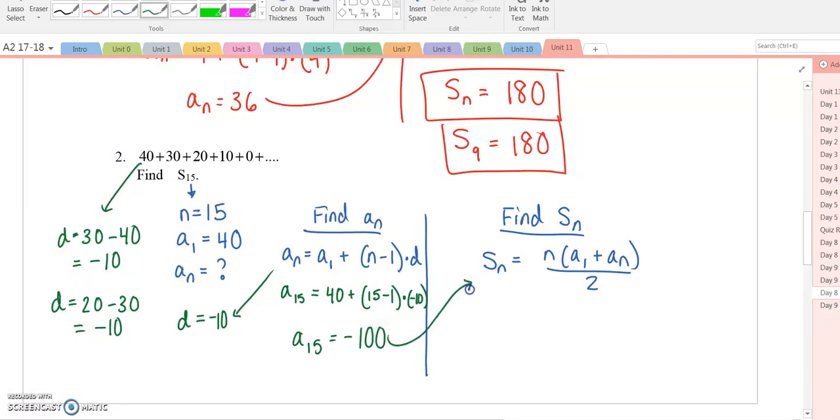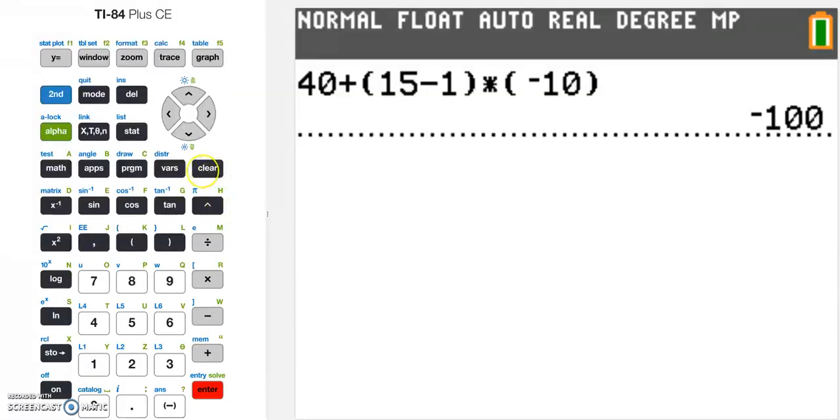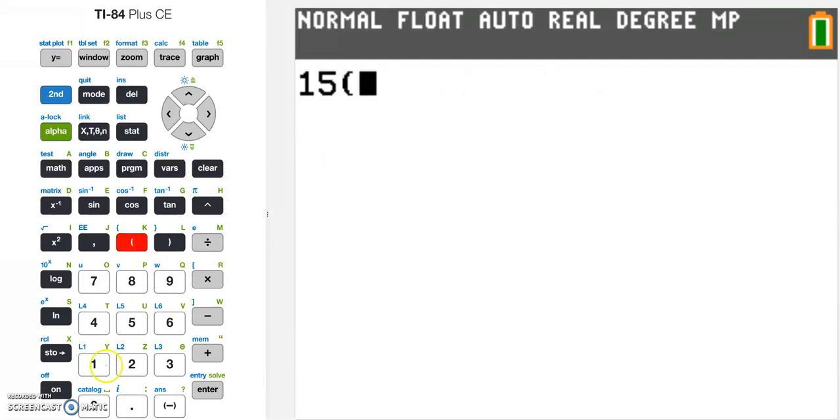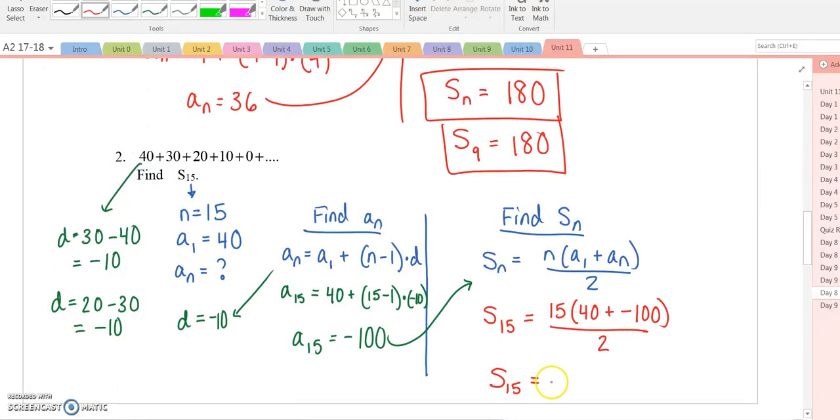So now I'll use that in my sum formula. Okay, so it's the sum of the first 15 terms. So I'll do 15 times 40 plus, and now it'll be negative 100. That's the number I just found. And I'll type that into my calculator as well. Alright, so calculator, we've got 15 parentheses 40 plus negative 100, or you could do minus 100, that works too, and divided by 2. And we get negative 450. So there's our 15th sum.